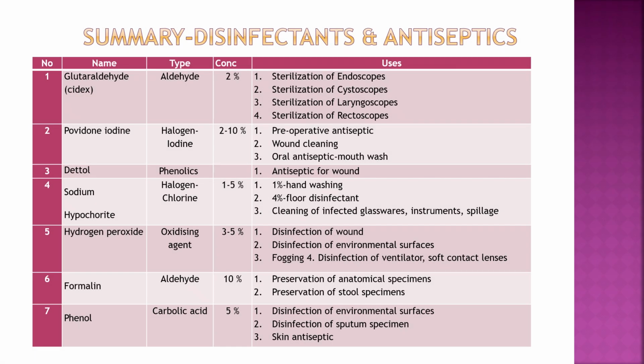These charts give a summary of all the disinfectants. Glutaraldehyde, aldehyde type, 2%, mostly for sterilization of all the scopes. Povidone iodine, halogen group, 2 to 10%, is used mostly as an antiseptic for wounds, in clinics, and as mouthwash. Dettol, phenolics group, mostly an antiseptic for wounds. Hypochlorite, 1 to 5%, mostly 1% for hand washing, 4% as disinfectant. Hydrogen peroxide, oxidizing agent, 3 to 5%, for disinfection of wounds and environmental surfaces, mainly used for fogging.